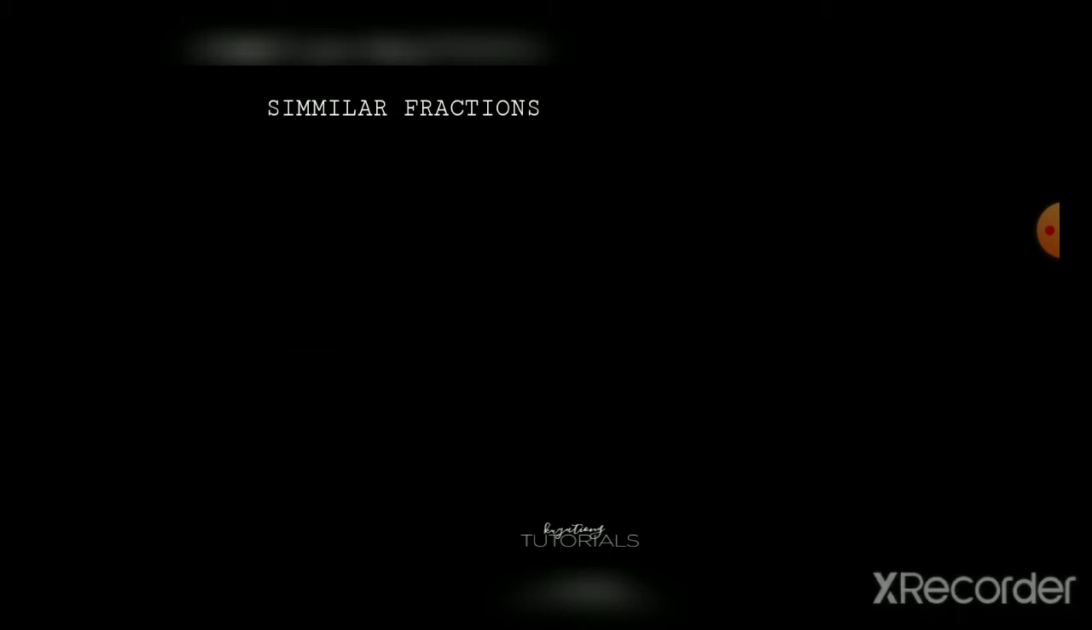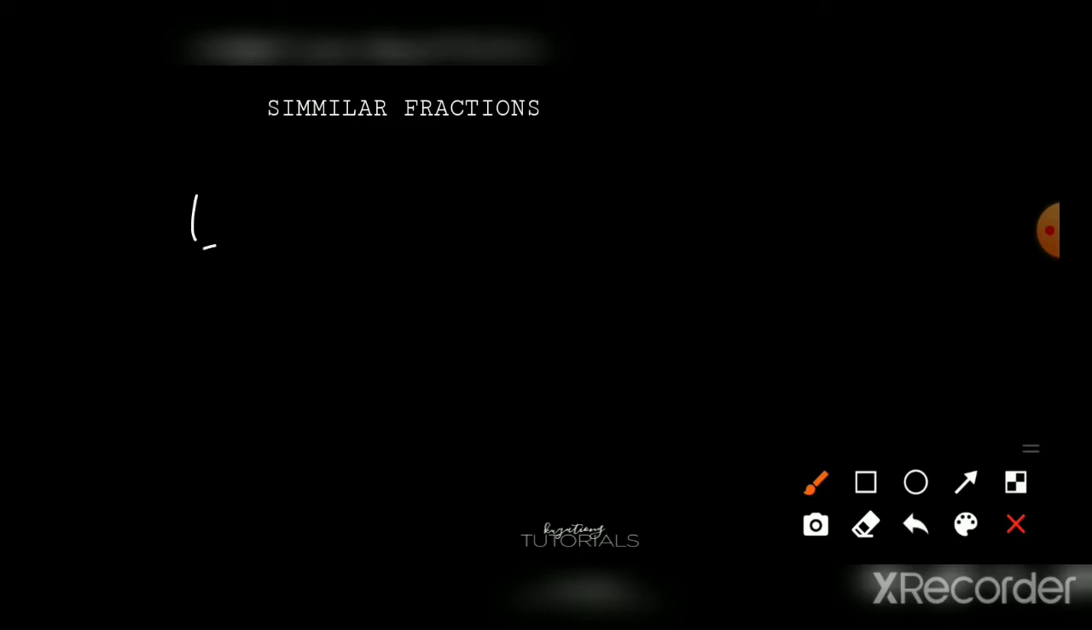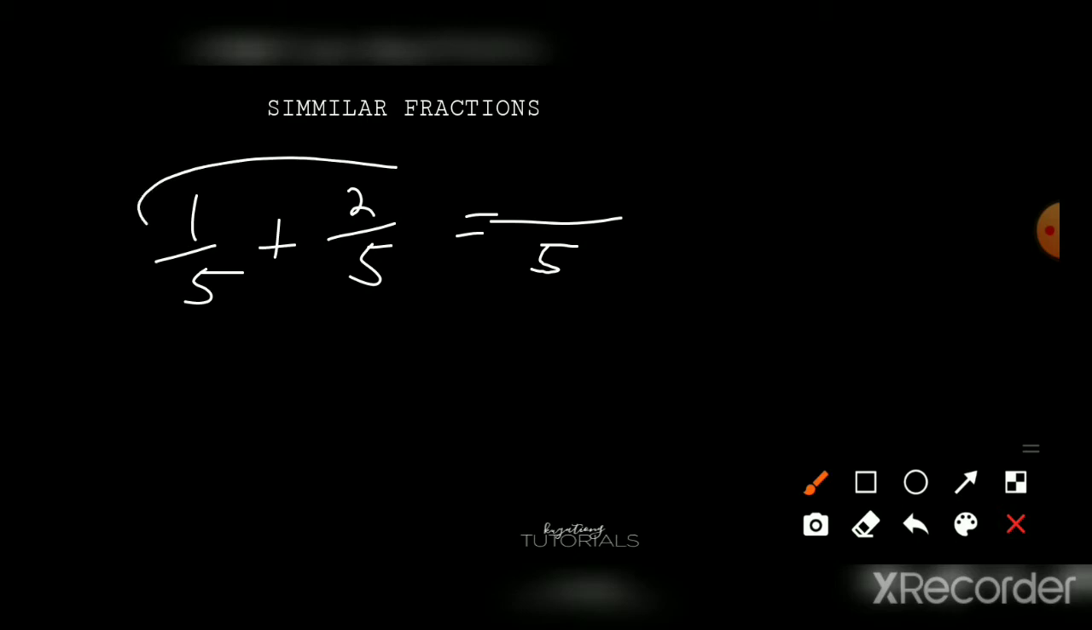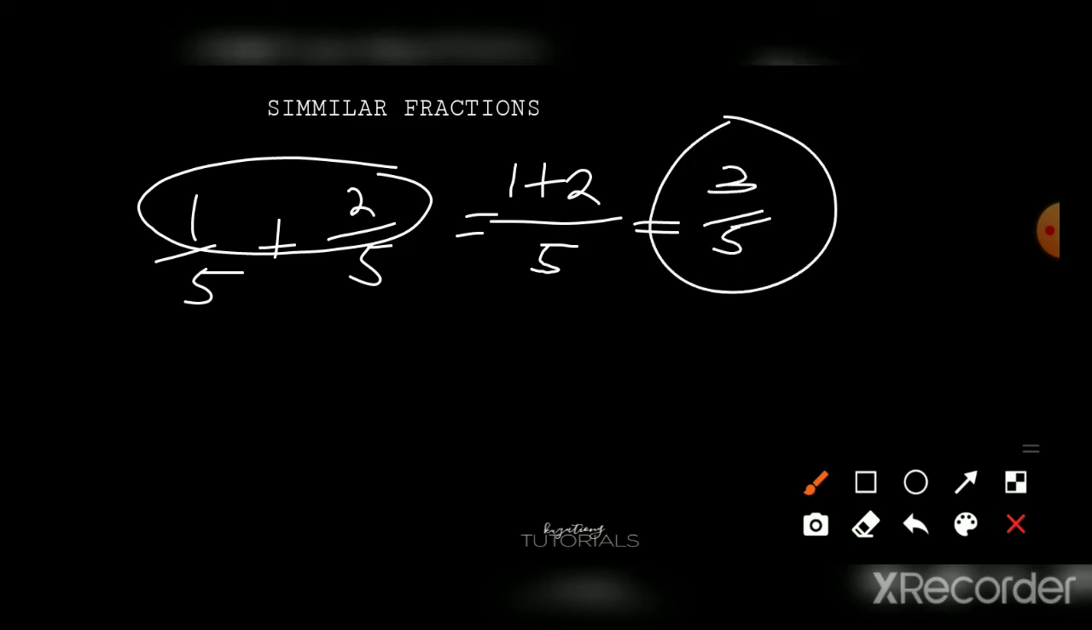So una ta example. Okay, we have here 1/5 plus 2/5. Kung mag-add ta og similar fractions, since pareha ang ubos, ang atong buhaton is copyhon lang. Okay, copy the denominator. Then atong i-add ang ibabaw. So 1 plus 2, that is 3/5. Okay, so ana na ra.